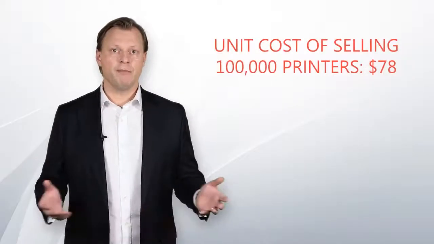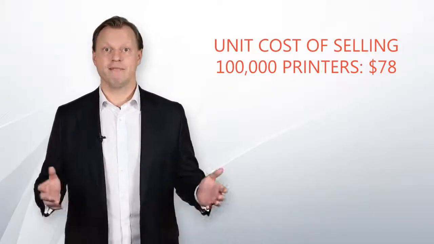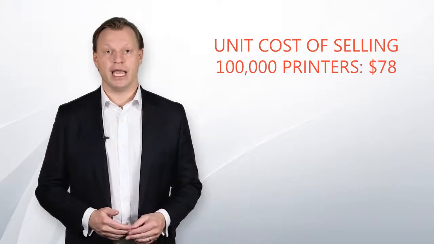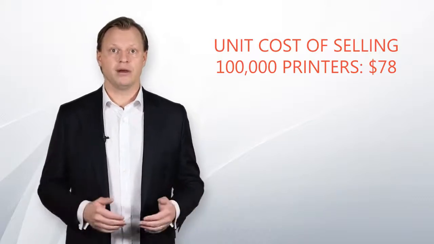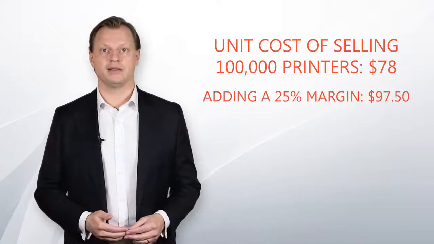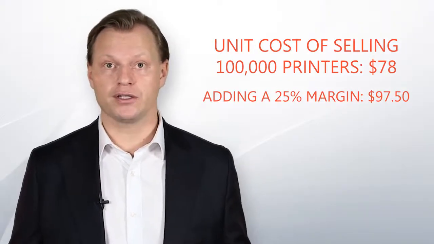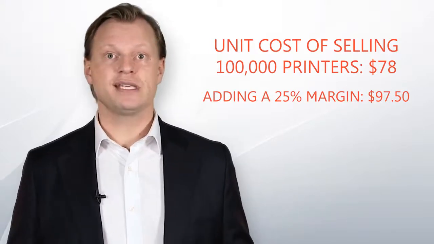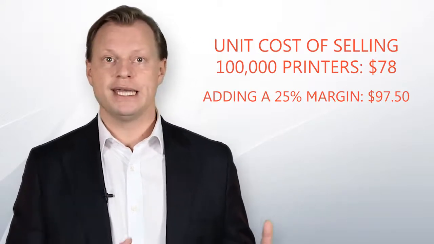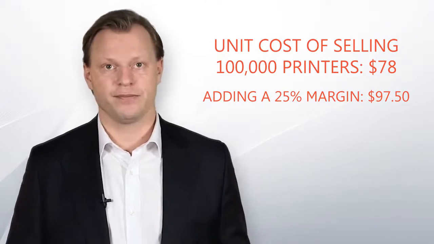However, your company definitely plans to make some money from the sale of the printers. In fact, the goal is to earn a margin of 25% on each printer. Adding this 25% margin on top of your cost of the printer of $78 results in a final sales price of $97.50. This allows the company to recoup the cost of producing the printer while earning a 25% profit margin on each unit sold. Looks straightforward, right?